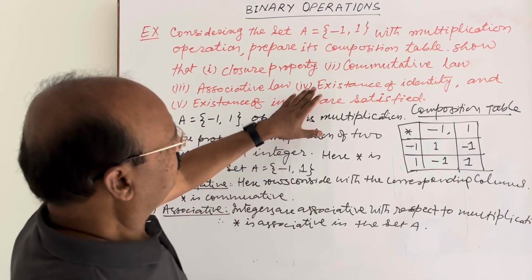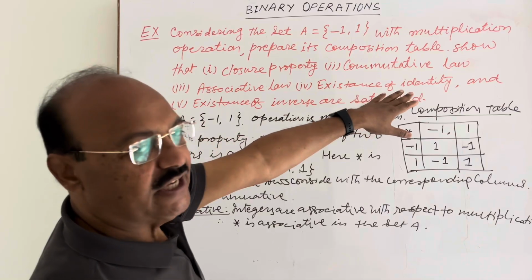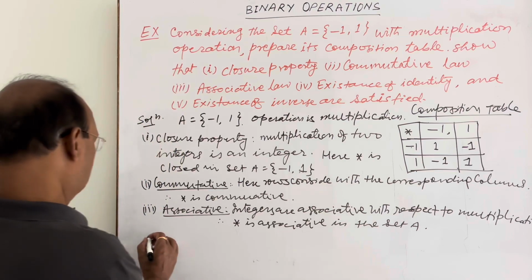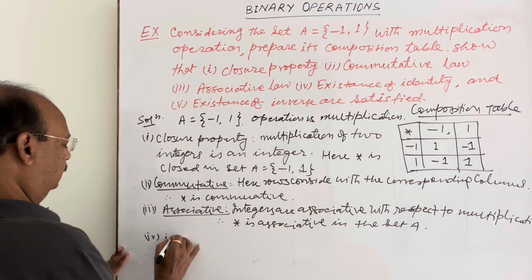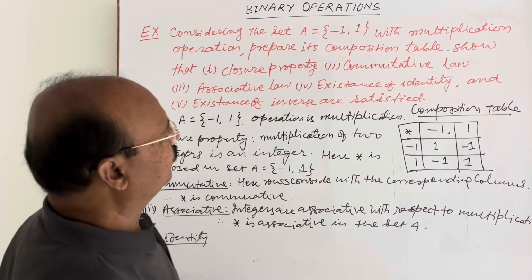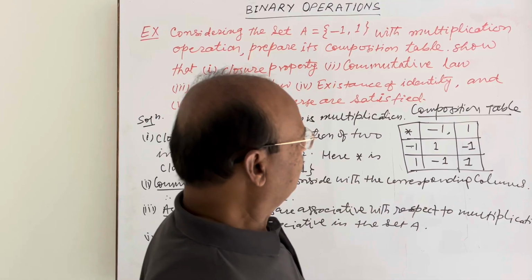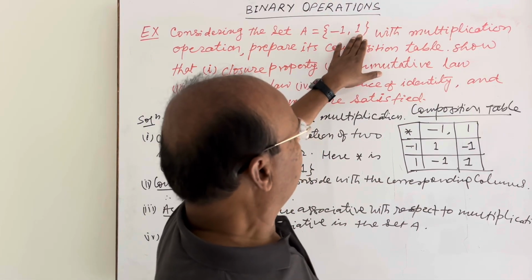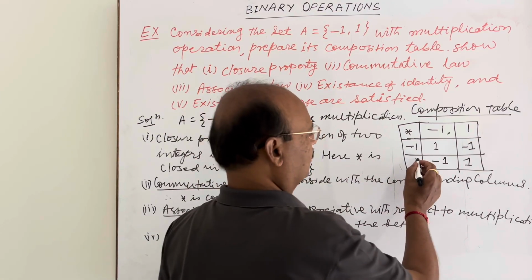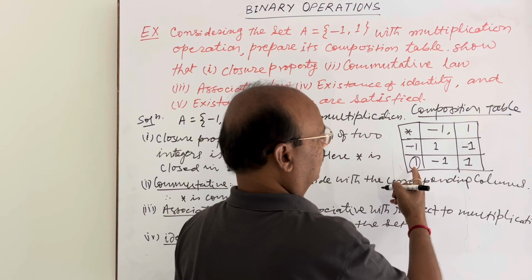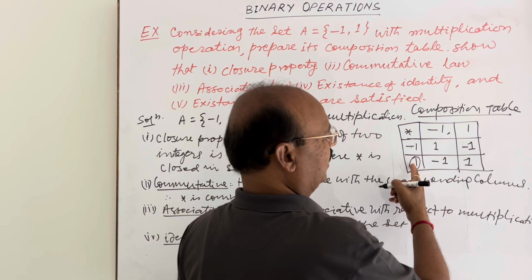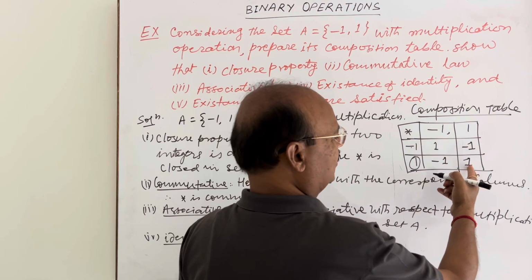Now we have to find the identity element, and we have to show that the identity element exists here. So let us see fourth, identity element. You know that when we multiply these elements with 1, these elements will remain unchanged. You see this element 1. When 1 is multiplied with -1, we get the same result -1. When 1 is multiplied with 1, we get the same result 1.